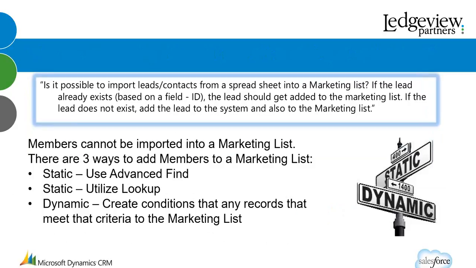There are 3 ways, however, to add members to a marketing list. There's 2 static versions. You can utilize an advanced find or utilize a lookup field. However, with static, once it's created, you have to manually go back in and add any additional members. It's not dynamic, so it's not going to always look at those advanced find qualifications to pull new members in. A dynamic marketing list would. You would create the conditions based off of advanced find filtering, and any record that meets this criteria or falls out of this criteria would update the marketing list. So they're always being removed or added based on your conditions.